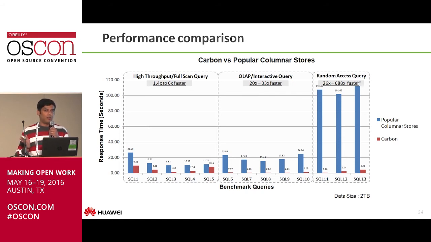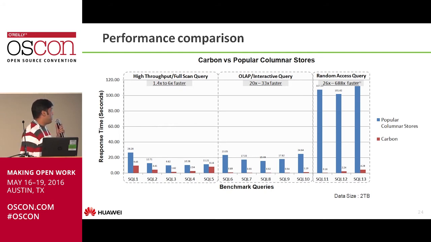In the case of high throughput full scan queries, these queries usually access a subset of the columns. They don't access all the columns, only a few of them, and they don't usually involve any filters. So they scan through your entire set of data. In this case, we had a data set of a little over 1 billion records. This is the result of scanning 1 billion records. You can see CarbonData is 1.4x to 6x faster than existing popular stores.